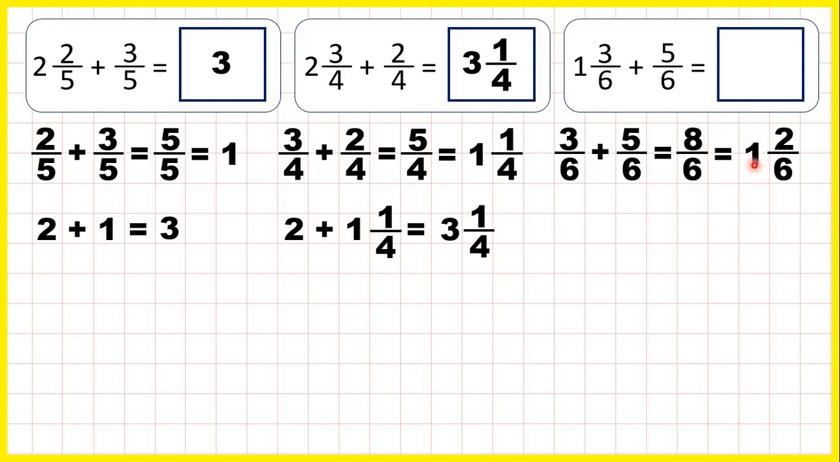So we can take the 1 2/6 that we have from adding our fractions and add that to the 1 whole that we had in the question. 1 plus 1 2/6 is 2 2/6, so that's our answer.